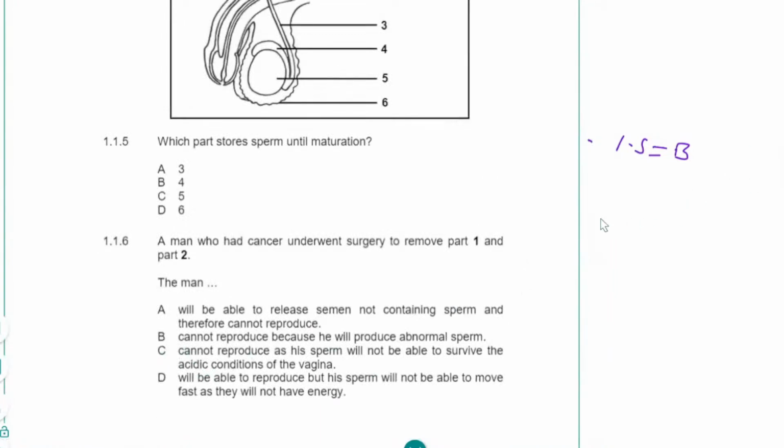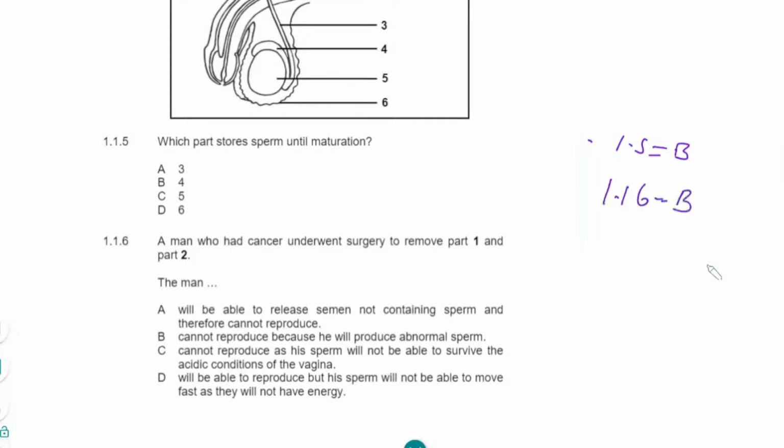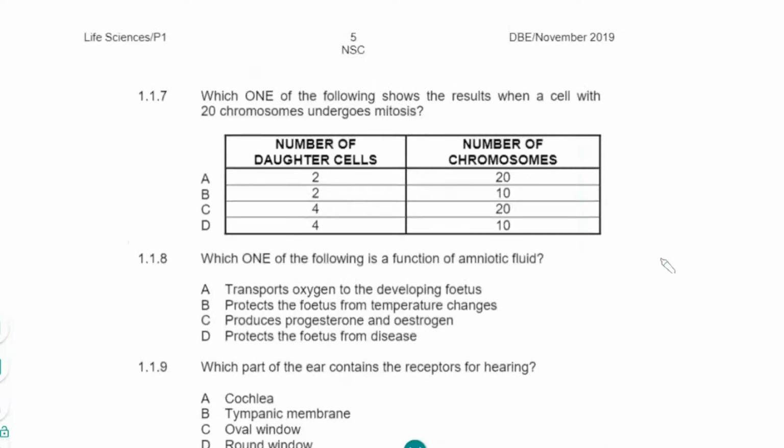So the answer for 1.16 is going to be, did I say B? No, not B. It's going to be C, not B, because we have said that they cannot reproduce as his sperm will not be able to survive in the acidic conditions of the vagina. Let's go to another question.